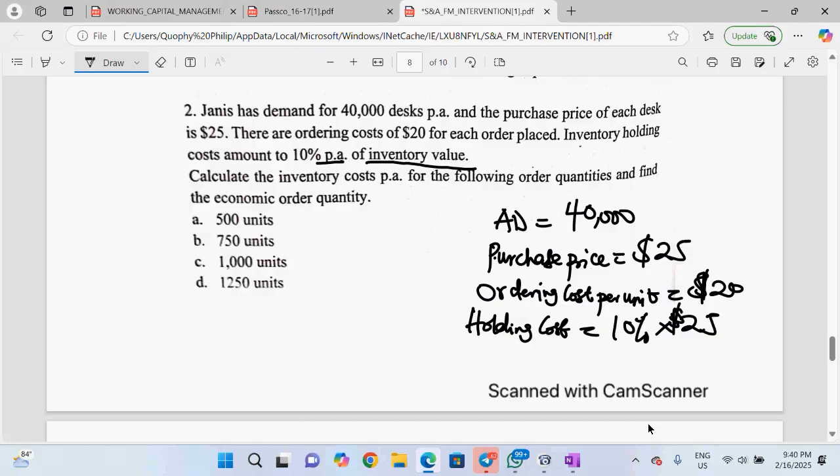All right. So this is the whole summary of the question. Then calculate the inventory cost per annum for the following order quantities and find the economic order quantity, EOQ. You know the EOQ formula, right? We calculate the inventory cost for the order quantities you have been given, and when you are done, we find the EOQ. Now let's go to our working board.